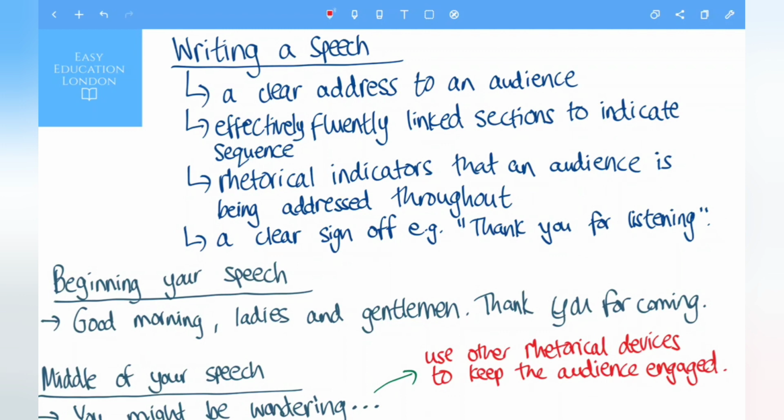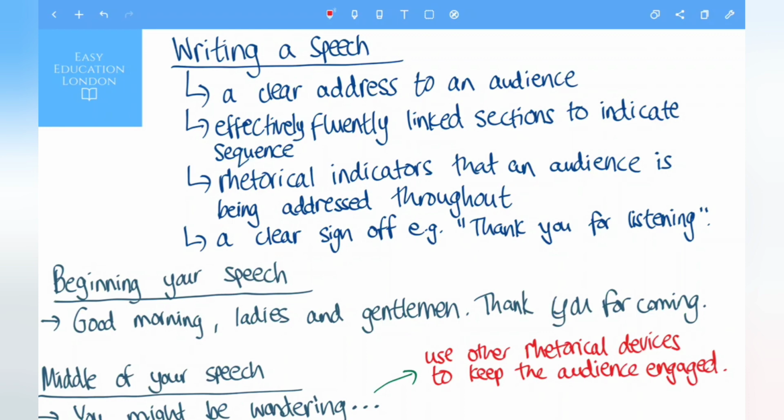Today we are looking at writing a speech for English Language Paper 2. When writing a speech, you need to include certain things, which include the following: a clear address to an audience, effectively fluently linked sections to indicate sequence, rhetorical indicators that an audience is being addressed throughout, and a clear sign-off, for example, thank you for listening.